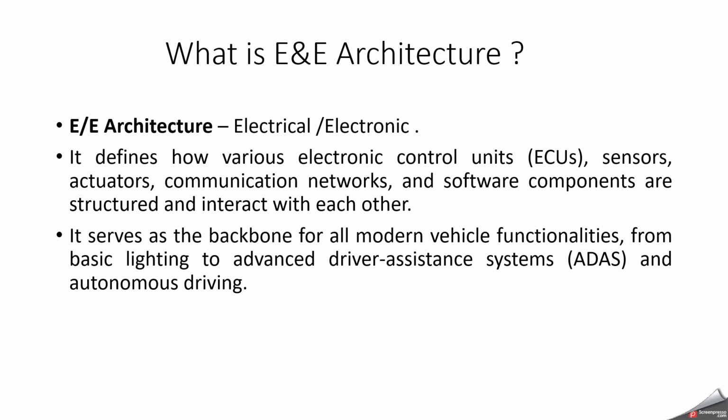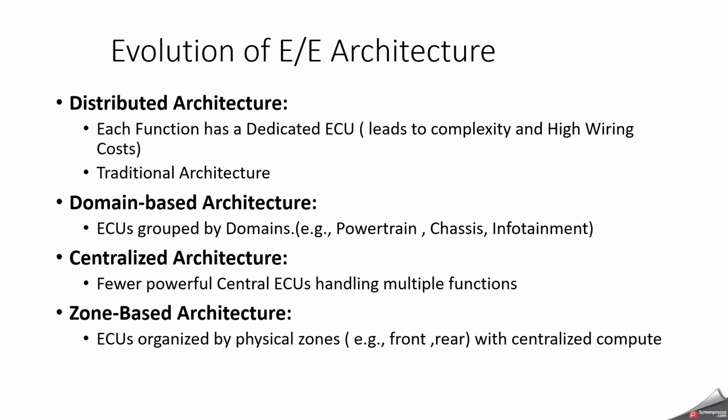First, we can start with what E/E architecture is. E/E architecture is nothing but electrical or electronic architecture, and this refers to the overall design and organization of electrical and electronic systems within a vehicle. It defines how ECUs, sensors, actuators, communication networks, and software components interact, and vehicle functionality is also ensured by E/E architecture. This also serves as the backbone for all modern vehicle functionalities, from basic lighting to ADAS and autonomous driving. The key features of E/E architecture are ECU organization, communication networks, power distribution, software structure, and functional safety and security.